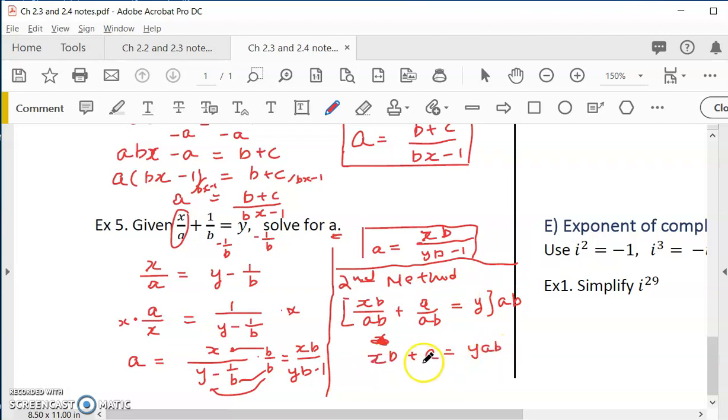So now I look at it, oh, this is an a term and this is an a term. So put them on one side. So yab minus a. So xb is equal to this, but both of them have a. I factor it out. Yb minus 1. And then I divide them. So a would equal xb over yb minus 1. You can see that it's the same as what we have earlier. So you can use either method. The goal is to have the other side all without a. Okay. So that is the end of 2.3.